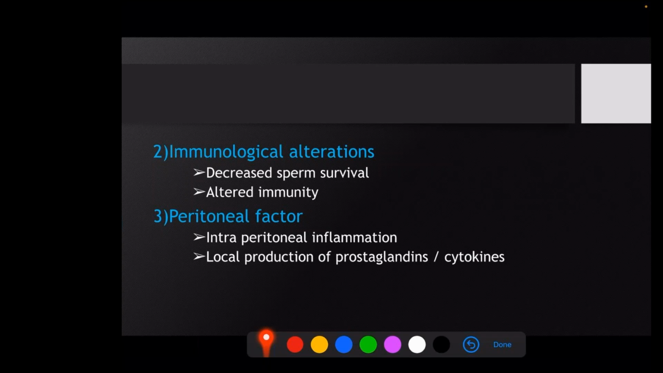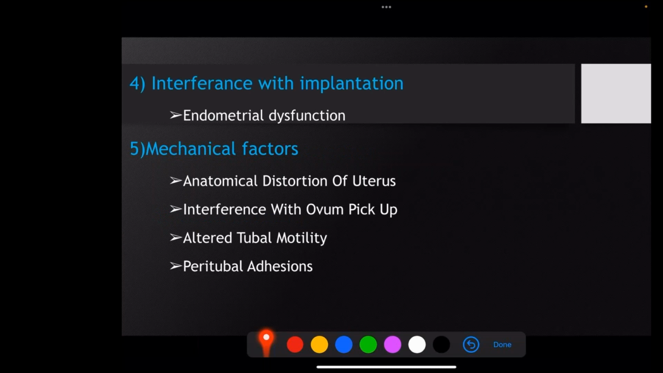Then again, the interference with implantation, that is due to endometrial dysfunction or maybe due to inadequate secretory changes. Again, some mechanical factors like anatomical obstruction of tubes, interference with ovum pickup, altered tubal motility, peritoneal adhesions. It has been found that endometriotic tissue as well as normal endometrium produces prostaglandins, which may adversely affect the ovum pickup or tubal motility.